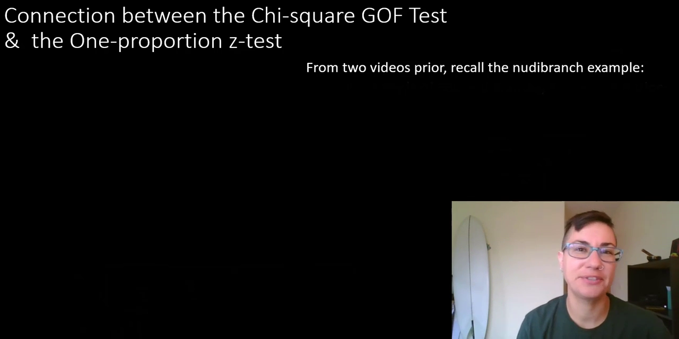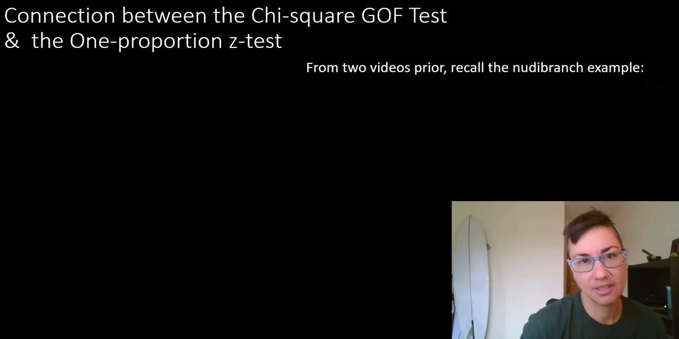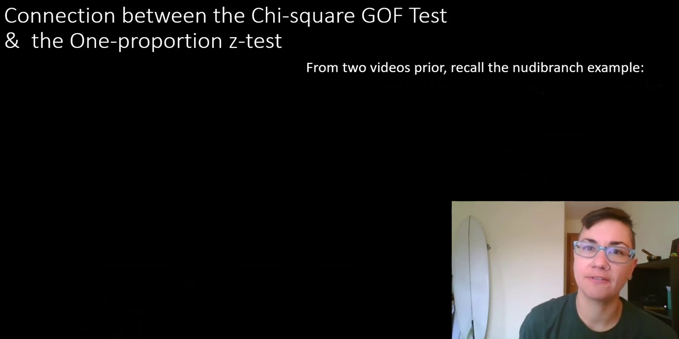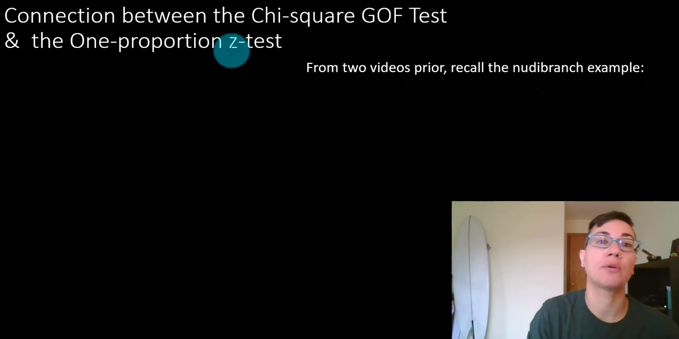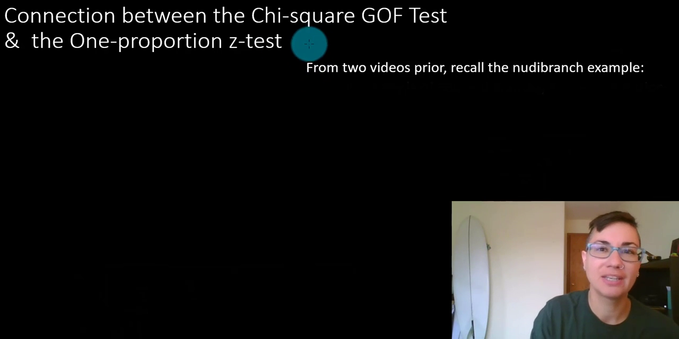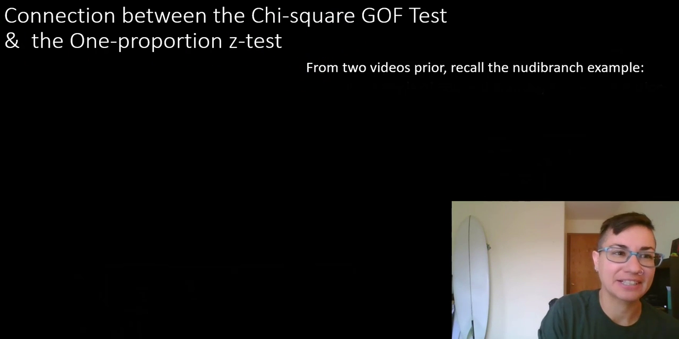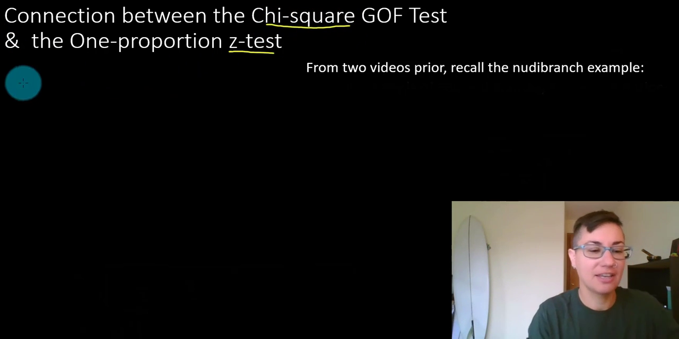In this video, we're going to make some connections between the previous two videos, the chi-square goodness of fit test and the hypothesis test for one proportion, which utilizes the z distribution. Namely, this is actually a video that connects the standard normal distribution to the chi-square distribution. It's kind of cool stuff.